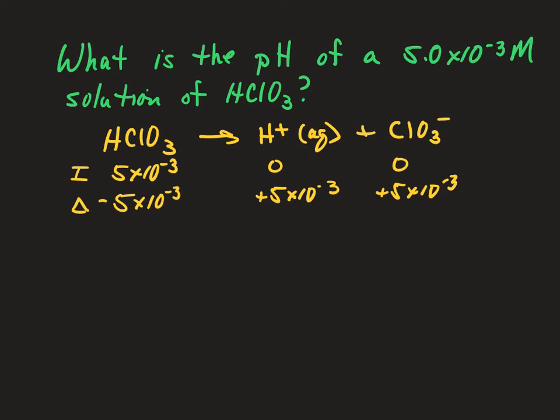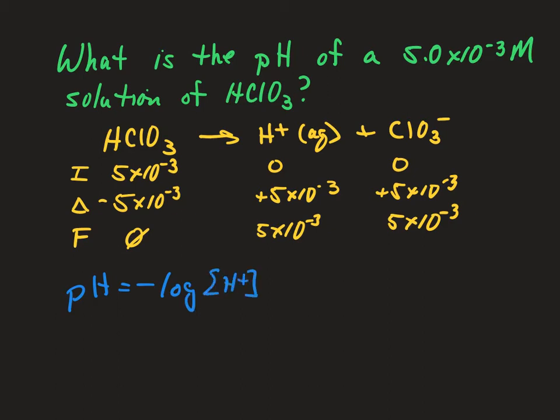Right? All of that dissociates. And so when we reach our final condition, we'll have no chloric acid left. We'll have 5 times 10 to the minus 3 molar hydrogen ions and 5 times 10 to the minus 3 molar chloride ions. We know then, from what we just defined, that our pH is equal to the negative of the log of the concentration of hydrogen ions, which is going to be the negative of the log of 5.0 times 10 to the minus 3, right?